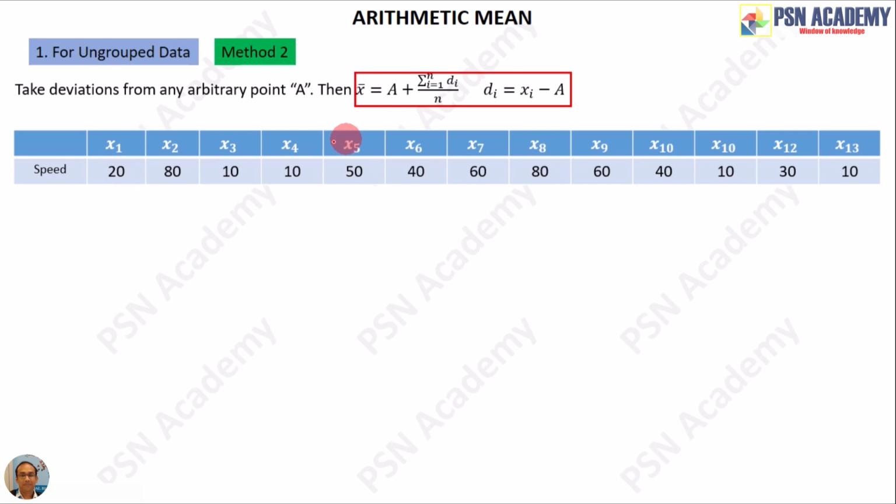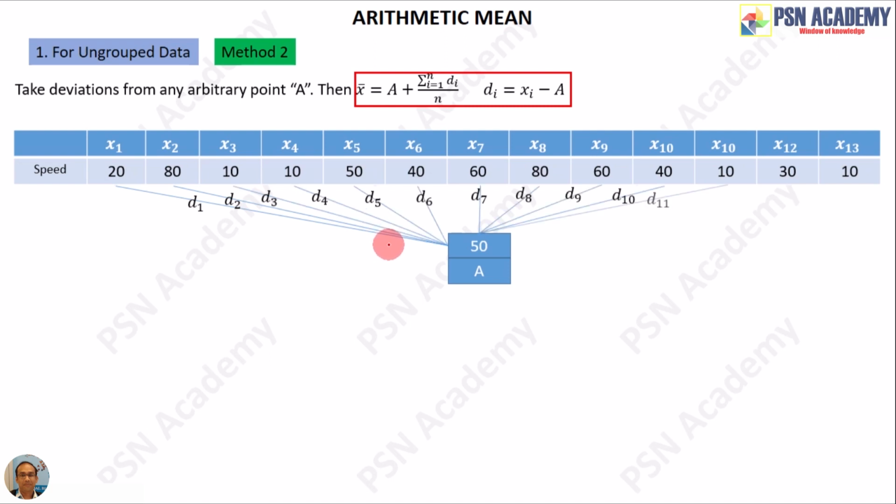Let's consider the previous data set, and we take an arbitrary point A with 50. Now to find D1, we have to go like this: 20 minus 50, that is minus 30. So D1 is minus 30. Similarly, for D2, you have 80 minus 50, that means plus 30. Like this, you can have up to D13.